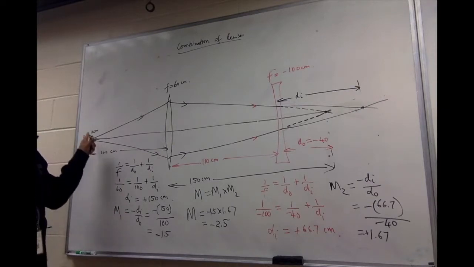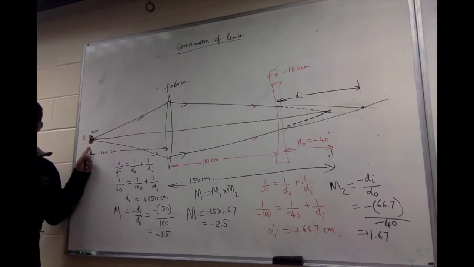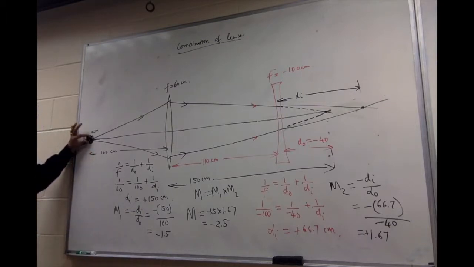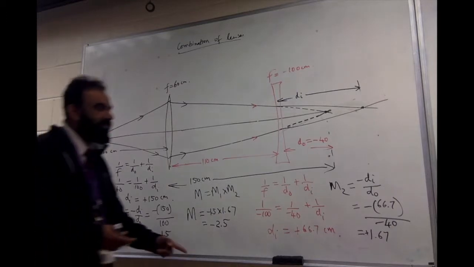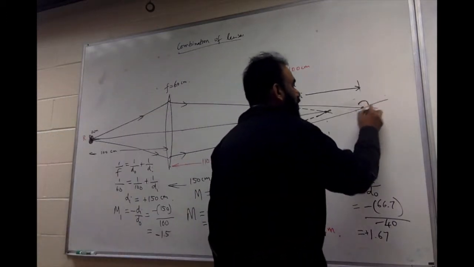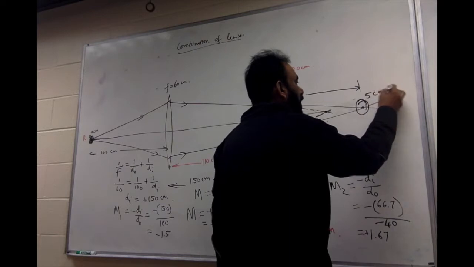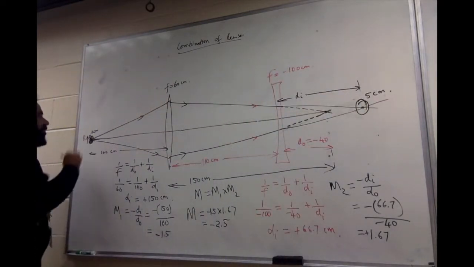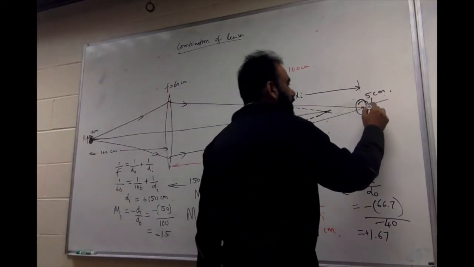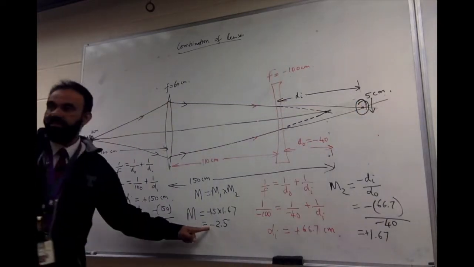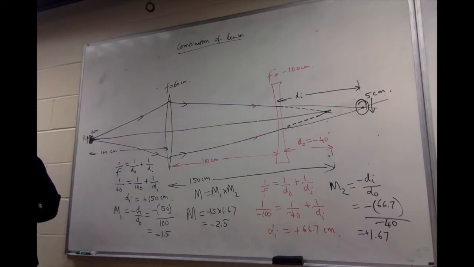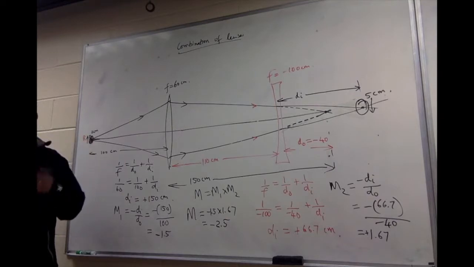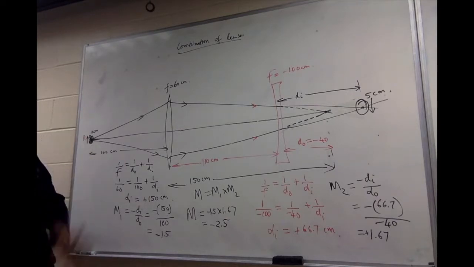So what's the size of the image? If the object size is 2 centimeters, what's the image size? Multiply by 2.5, so this is going to be 5 centimeters. But upside down. If this is right side up, this is upside down. Why is it upside down? It's because the minus sign is there. So it is magnified 2.5 times, but it inverts it also. So the final image is there.